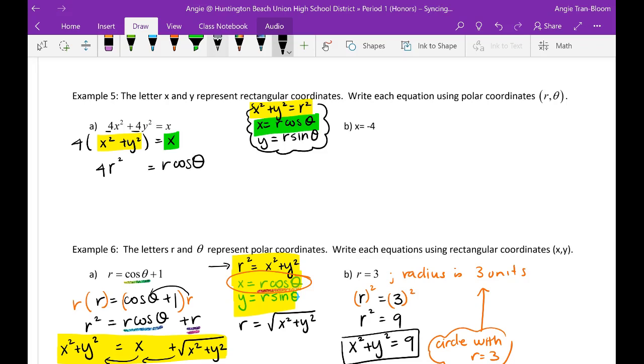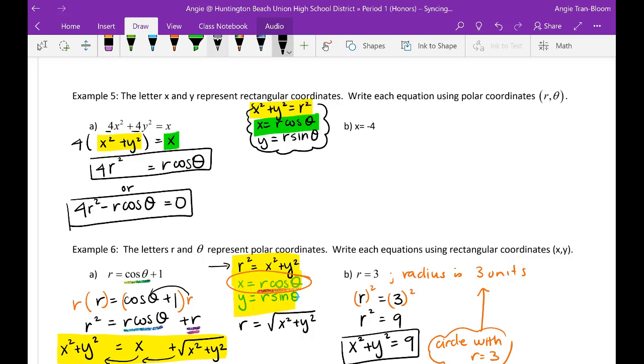Now, I will totally accept this answer the way it is. If you choose to move it to one side so that it equals 0, which I believe your book does, you can also do that. But I will always accept the simplest answer. Whether you move it to equal 0 or not, it's still going to be in the simplest form. You can't really do anything else.